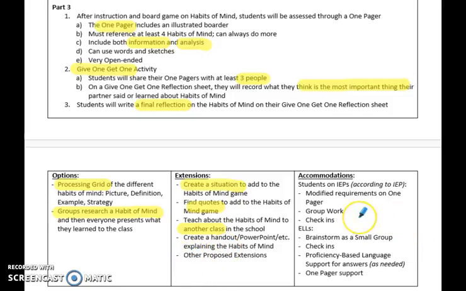For accommodations, students on IEPs, you could have modified requirements for the one-pager. You could have them participating in more group work and then constant check-ins. Same thing with ELs. Brainstorming is a huge one to help them support their thinking and be able to use those academic words correctly. You can have proficiency-based language support and then one-pager support. Unless they are also on an IEP, you don't want to limit or modify what they need on their one-pager, but you can help them and support them and scaffold to get them to where they need to be.